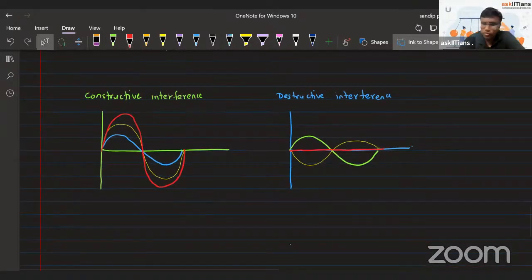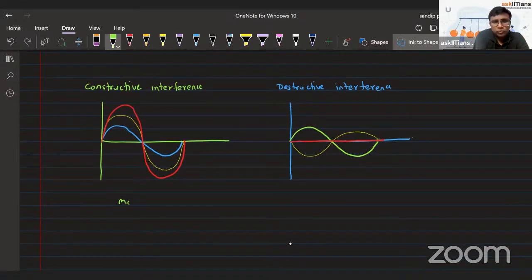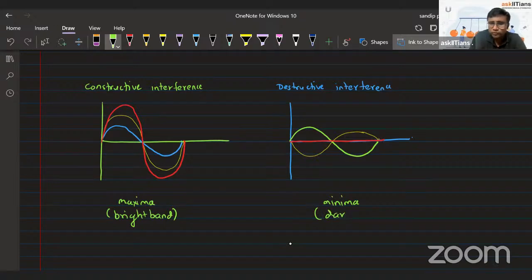Constructive interference we can also call a maxima. Similarly, destructive interference we can call a minima. Constructive interference gives us the bright band and destructive interference gives us the dark band. Simply, if the two waves are in the same phase, you get constructive interference or bright band. If they are out of phase, we get destructive interference, that means minimum.